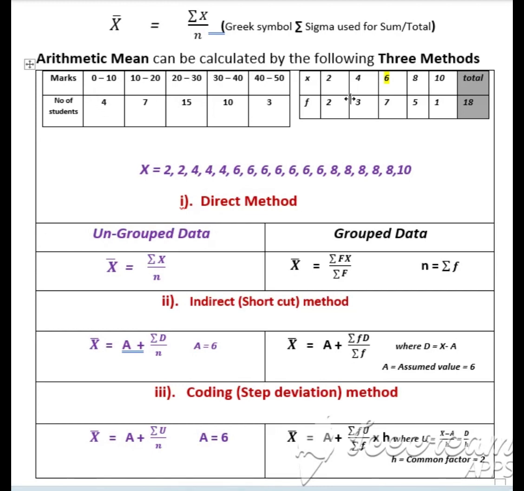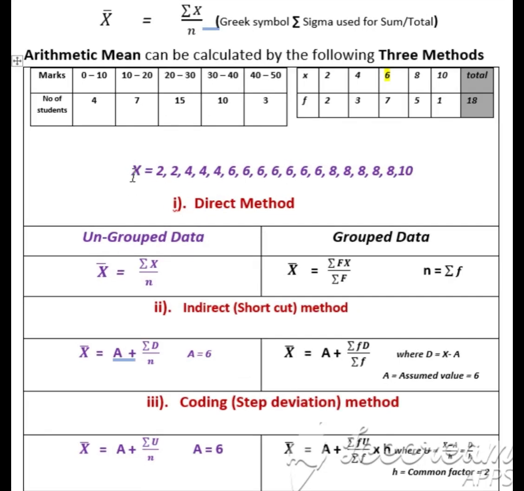So this type of data, the above two tables, is grouped data, and below this one, the x values, assume 2, 2, 4, 4, 6, and so on. So x assumes these numbers, and this is called ungrouped data. Now let me explain each formula one by one.